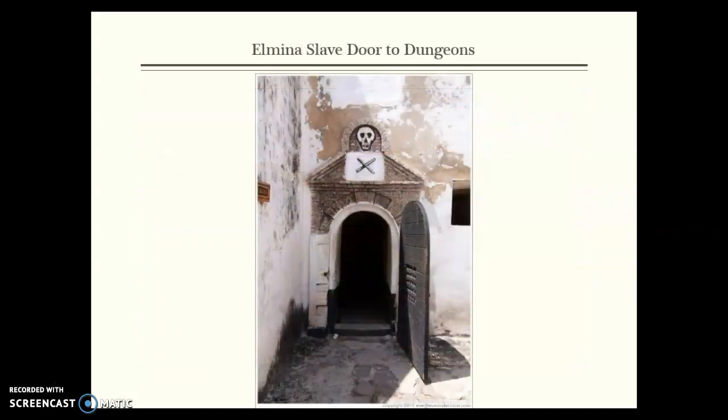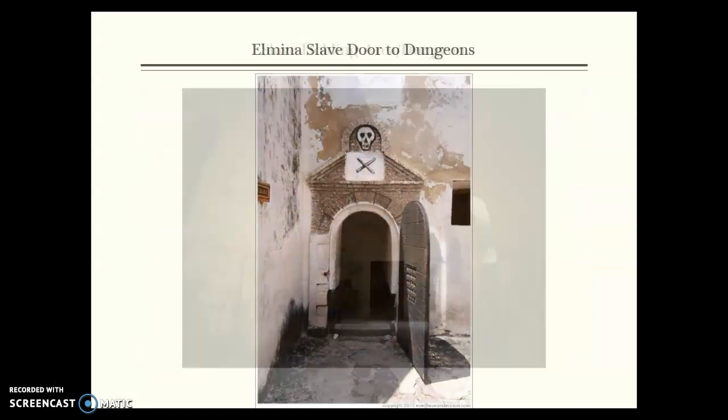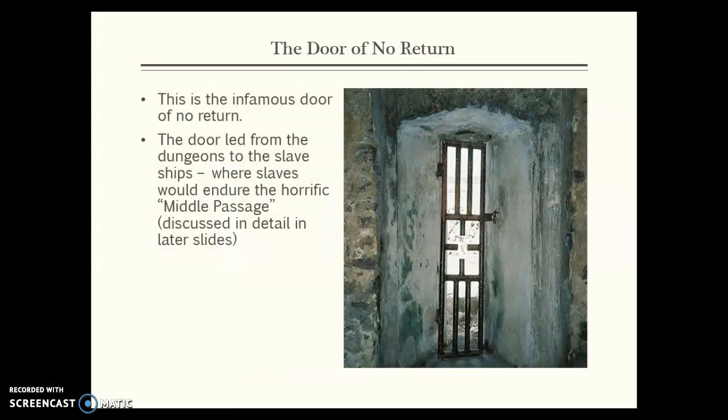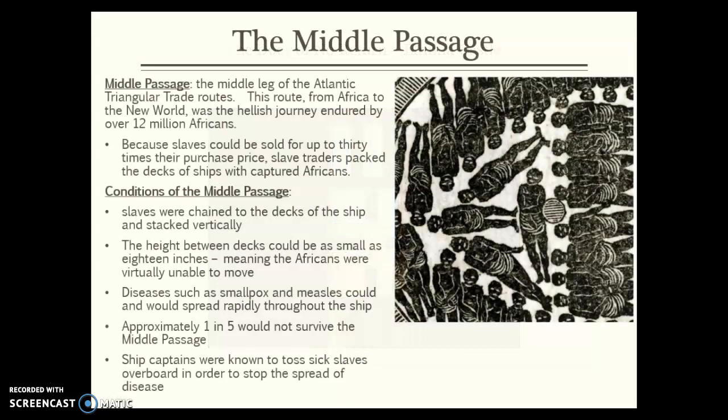And just some more images. Again, there's more on the website about this area, slave holding areas, things like that. You can see this is where they were let out. Slaves were let out onto the beaches to go on the Middle Passage, which we'll get back to. And then the Middle Passage here, this is the middle leg of the Atlantic triangular trade routes.